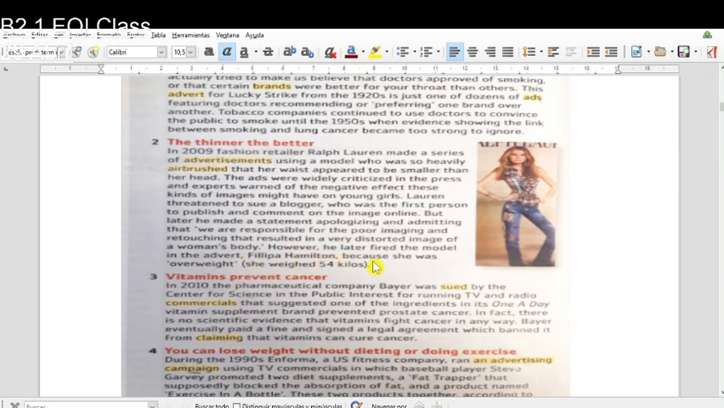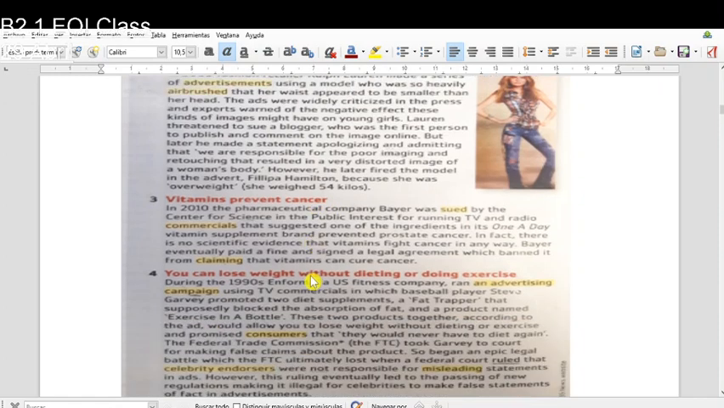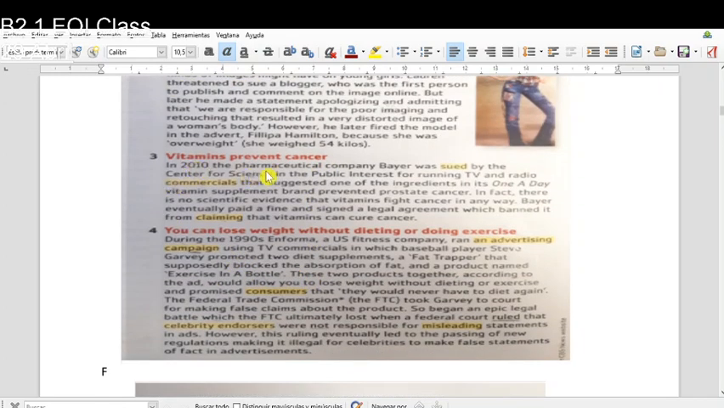However, he later fired the model in the advert, Philippa Hamilton, because she was overweight. She weighed 55 kilos. Oh my God. Number 3. Vitamins prevent cancer. In 2010, the pharmaceutical company Bayer was sued by the Center for Science in the Public Interest for running TV and radio commercials that suggested one of the ingredients in its One-A-Day vitamin supplement brand prevented prostate cancer. In fact, there is no scientific evidence that vitamins fight cancer in any way. Bayer eventually paid a fine and signed a legal agreement which banned it from claiming that vitamins can cure cancer. So amazing, how amazing.